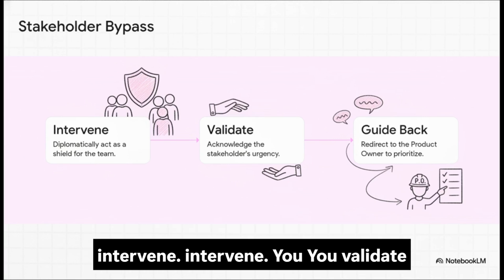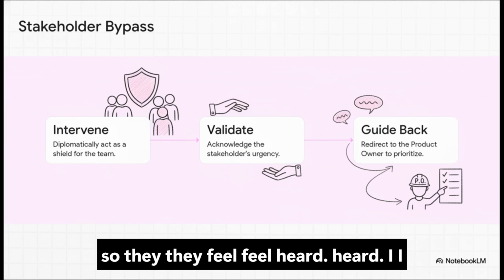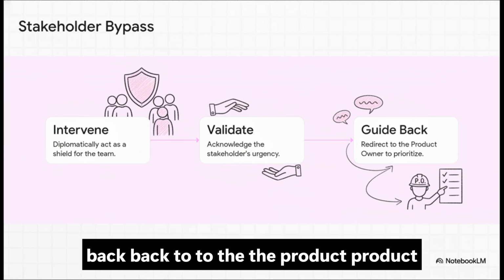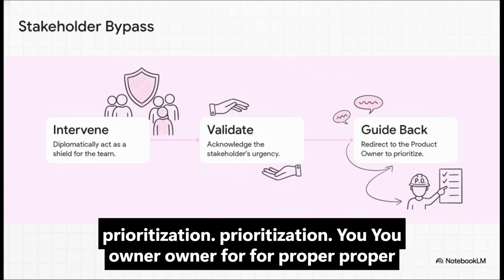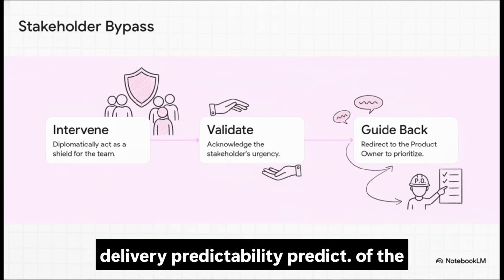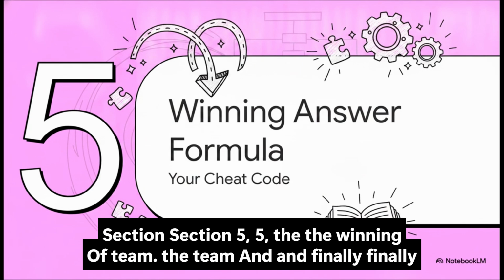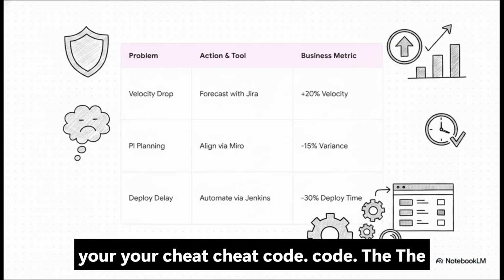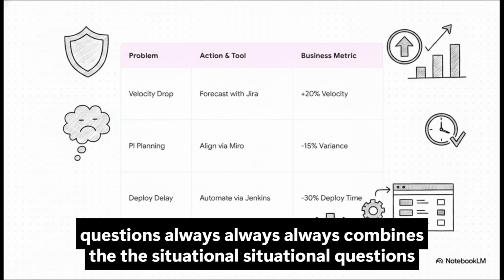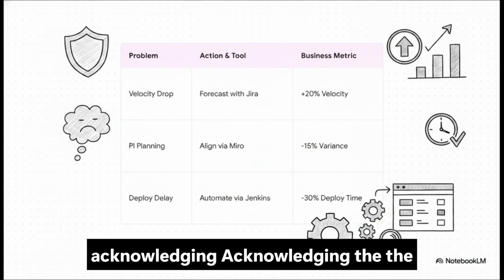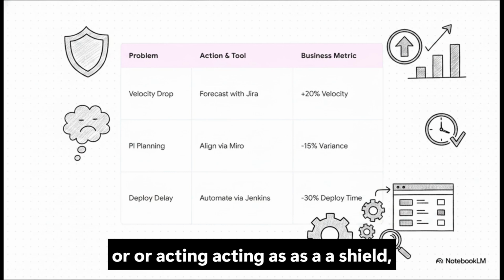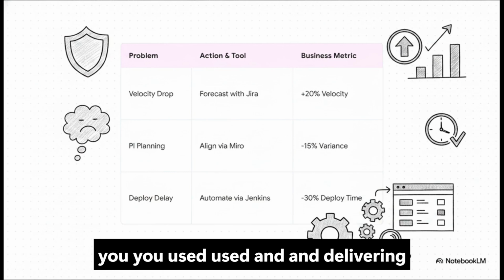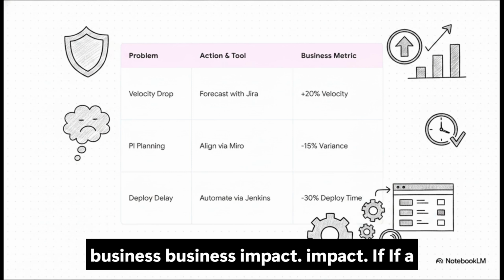So you intervene, you validate their urgency so they feel heard. I understand this is critical, but then you gently guide them back to the product owner for proper prioritization. You maintain the delivery predictability of the team. And finally, Section 5, the winning answer formula, your cheat code. The winning formula for these situational questions always combines 3 elements: acknowledging the problem with empathy or acting as a shield, citing the specific action and tool you used, and delivering the measurable business impact.